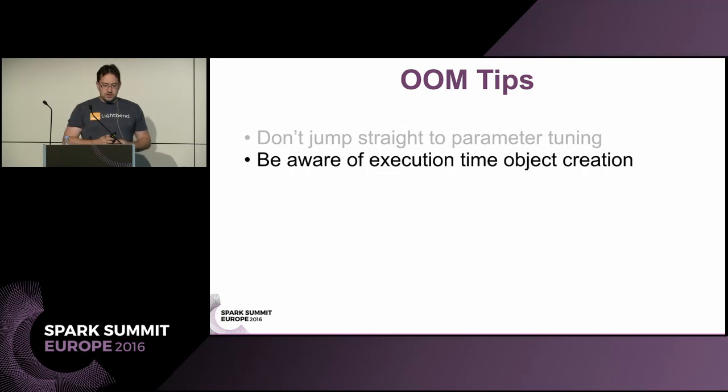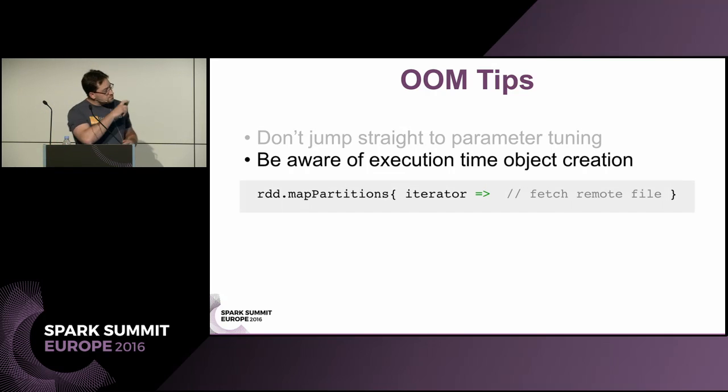But if you're not parameter tuning, the one thing you want to do is check your code. So be aware of execution time object creation. So I have an example here. RDD mapPartitions. Inside of here, we're just going to say, okay, each time we're going to do a fetch remote file. We want to do that one time inside of our mapPartitions there versus doing maybe a map, which would do that fetch each and every time. So you're going to allocate tons of objects, and you're going to essentially run into garbage collection errors.